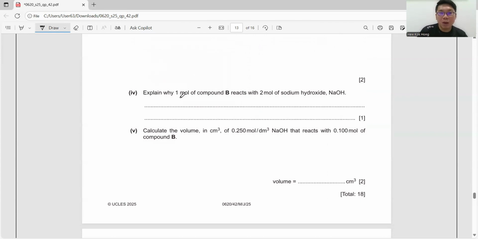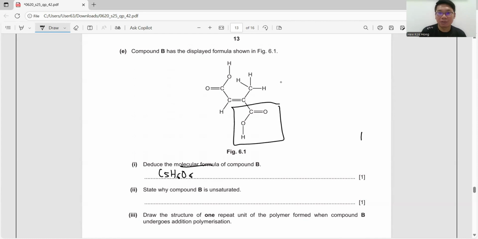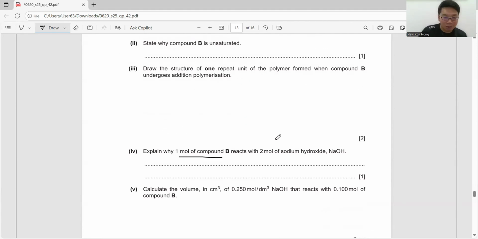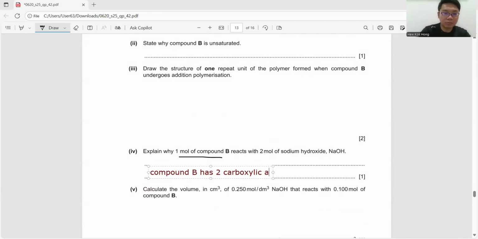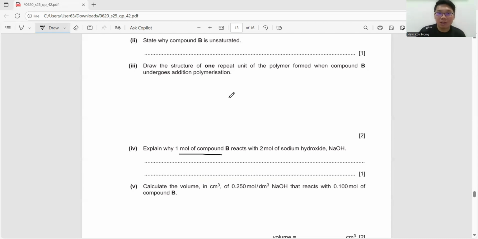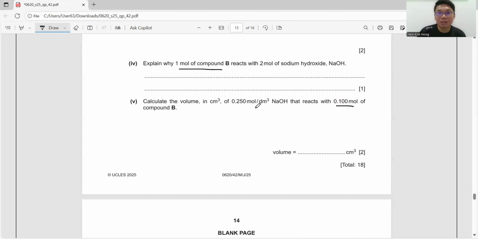Number 4, explain why 1 mole of compound B reacts with 2 moles of NaOH. Because it has 2 COOH. That's why it can react with 2 moles of NaOH. Then the way that you explain is, compound B has 2 carboxylic acid groups. Calculate the volume of NaOH that reacts with this amount of compound B. If you have this number of moles of compound B, it will react with 0.2 mole of NaOH, because 2 moles of NaOH react with 1 mole of compound B.